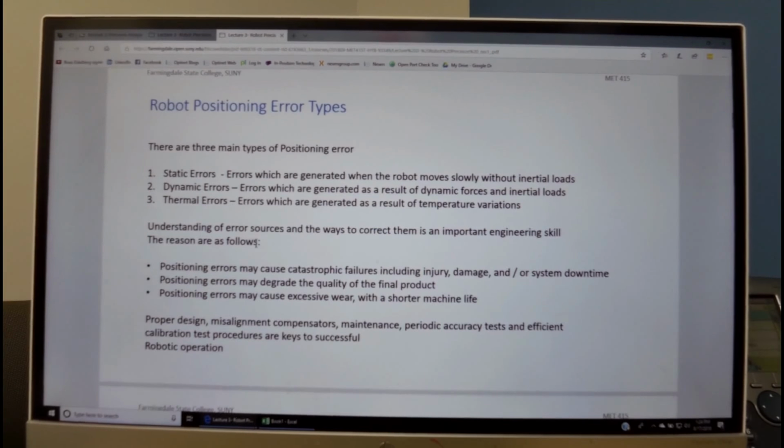The sources of these errors are important for an engineer to understand because the positioning error may cause catastrophic errors, including injury and damage or system downtime. They may degrade the quality of the final product. They may also cause excessive wear, and in turn will shorten the machine life.